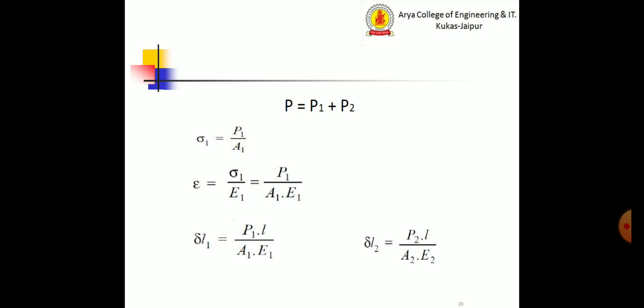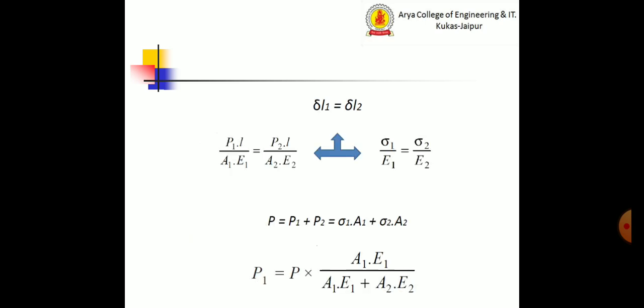Therefore, sigma 1 equals P1 upon A1, epsilon equals sigma 1 upon E1, which is P1 upon A1 E1. Del L1 is equal to P1 L upon A1 E1, del L2 equal to P2 L upon A2 E2. These formulas will apply for calculation of composite bar problems. Del L1 equals del L2, therefore P1 L by A1 E1 equals P2 L by A2 E2. Sigma 1 upon E1 equals sigma 2 upon E2, P equals P1 plus P2, sigma 1 A1 plus sigma 2 A2, and therefore P1 equals P into A1 E1 by A1 E1 plus A2 E2.